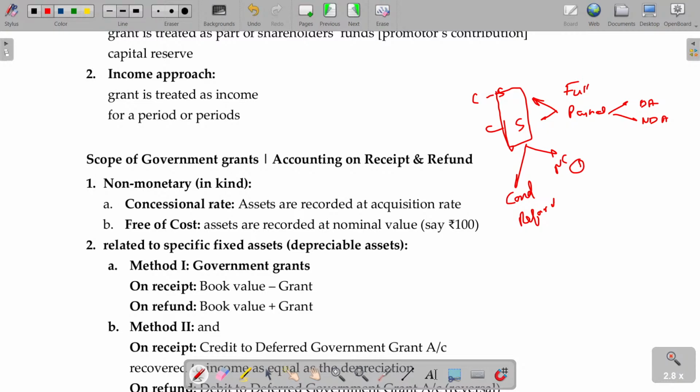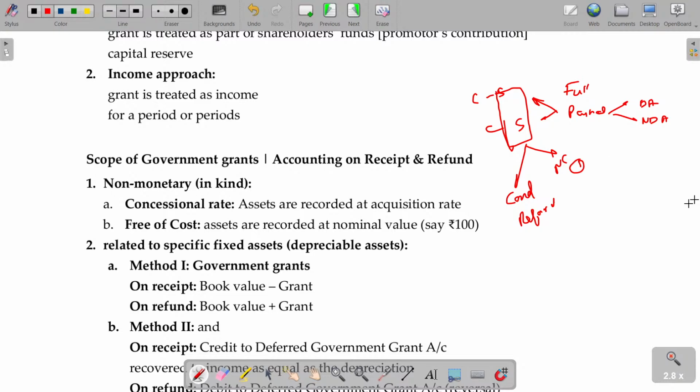Clear? Very simple. If you get full value as consideration or free of cost, if you are getting the property from the government, you have to show it at a nominal value, say 100 or 1000. If you are getting it for any depreciable asset, you can subtract from the cost and the remaining value can be depreciated, or keep the asset value as it is and subsidy value as it is. Depreciation will be debited and subsidy amortization is credited. In case it is refundable, reverse this.